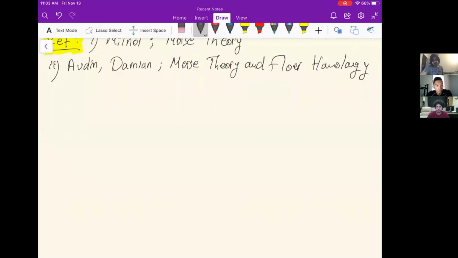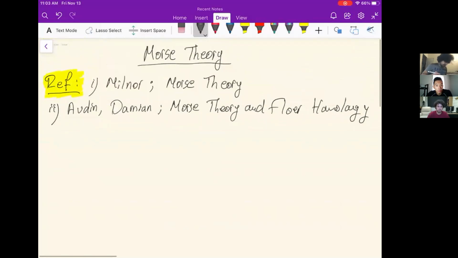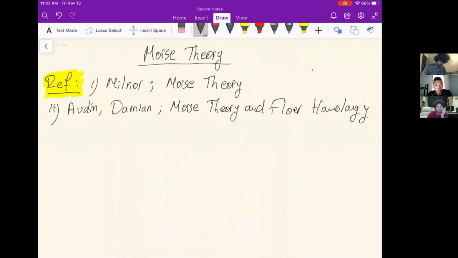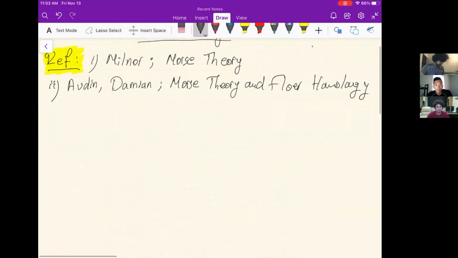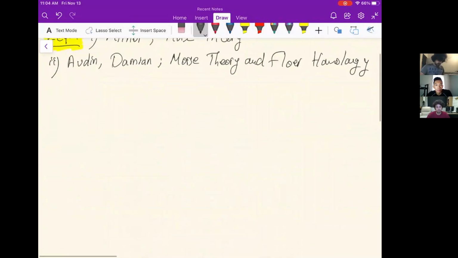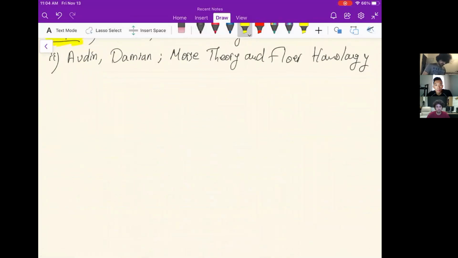So, I would like to talk about Morse theory in the context of a theory in differential topology. The references for this talk are Milnor's book, Morse Theory, which is for the most part the basis of this talk, and Audin and Damian's book on Morse theory and Floer homology. In fact, the goal of this talk is to motivate, at the end, how one would think of constructing Floer homology.